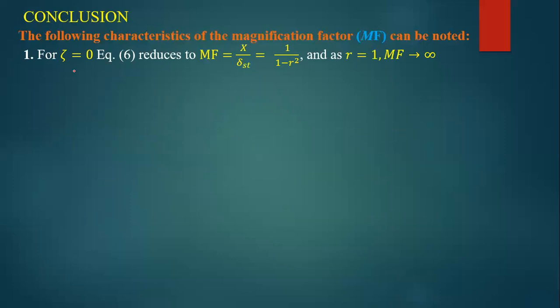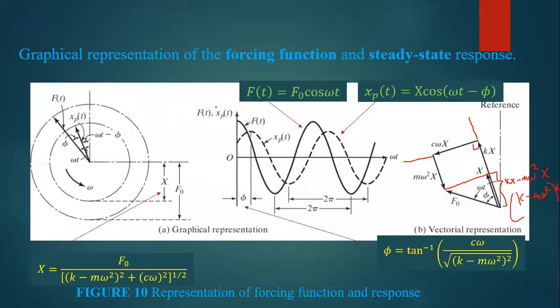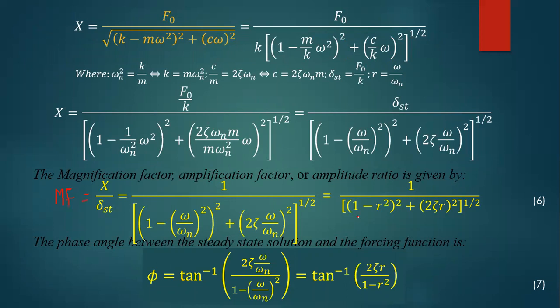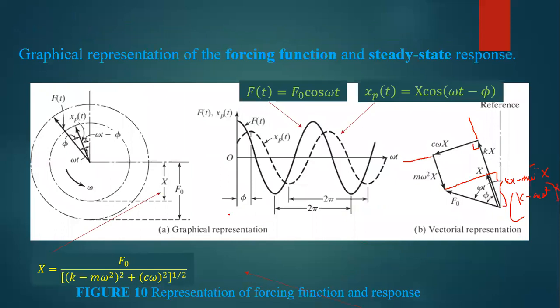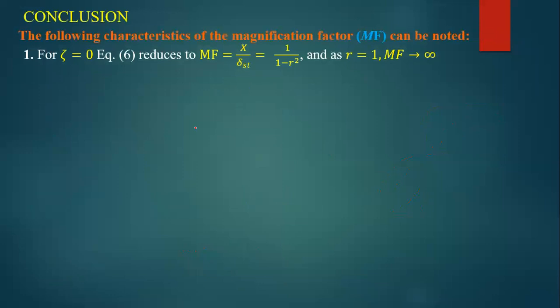For zeta equal to zero, equation six, especially this magnification factor equation, reduces to 1 over 1 minus r squared. Why? Because zeta being 0 means the damping part will be removed. And when the frequency ratio is equal to 1, that means the magnification factor approaches infinity. Zeta greater than 0 means the magnification factor is no longer simply 1 over 1 minus r squared.